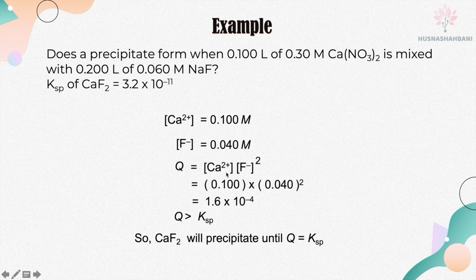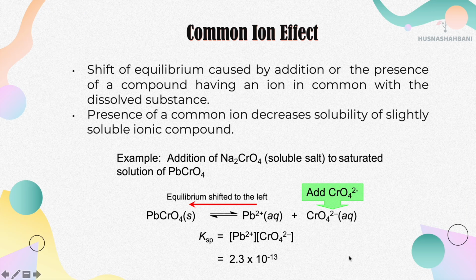Q is bigger than KSP. So when QSP is bigger than KSP, the solution is supersaturated. When the solution is supersaturated, the CaF2 will precipitate until Q equals KSP. Common ion effect.